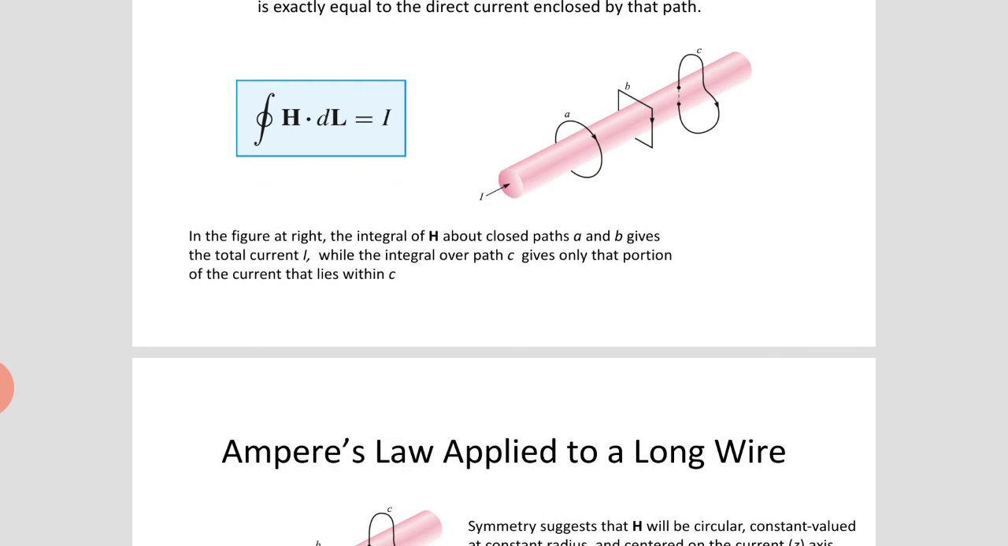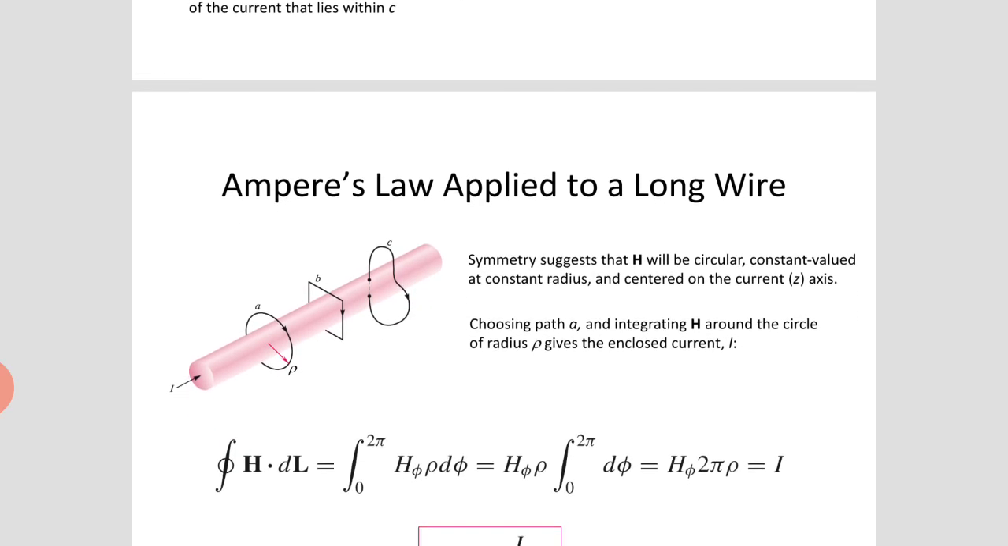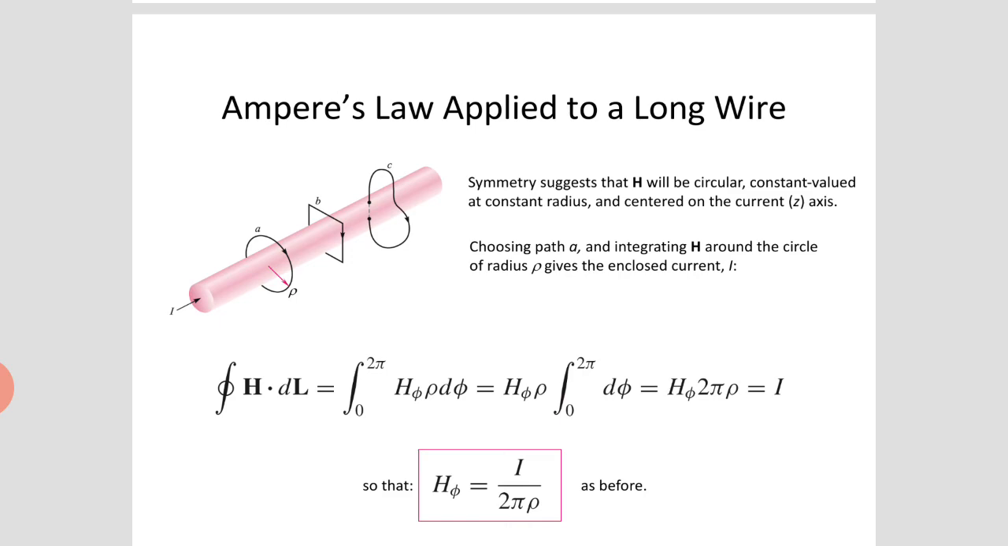So this is the statement of Ampere's circuital law, the closed integral of H dot dl is equal to I. Now next, Ampere's law applied to a long wire. Symmetry suggests that H will always be circular, with a constant value at a constant radius, and centered on the z axis. Now choosing path A and integrating H around the circle of radius rho gives us the enclosed current I.